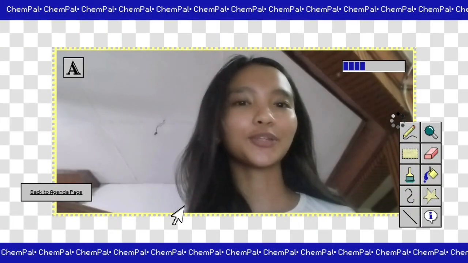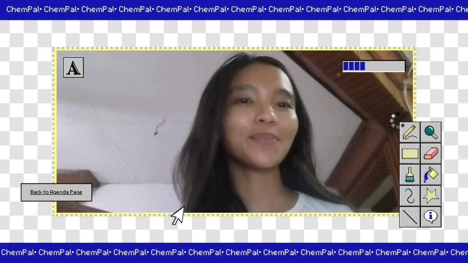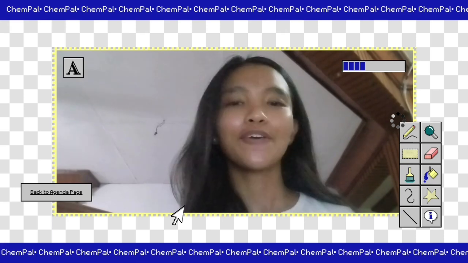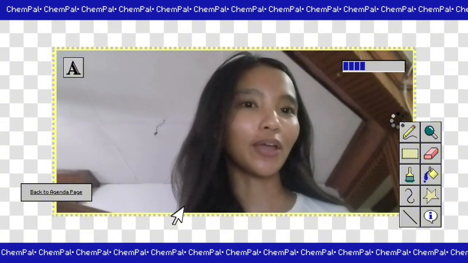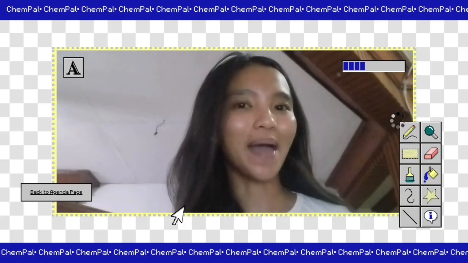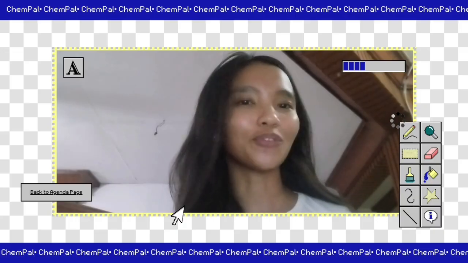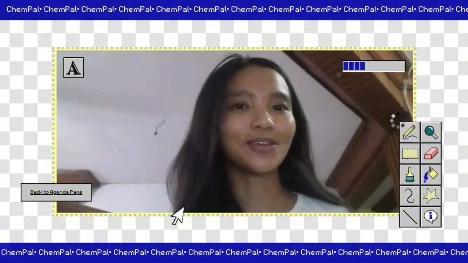ChemPal isn't just a program, it's your lab partner. It is designed to make chemistry easier, faster, and less stressful. Whether you're studying for a test or doing real experiments, it's got your back. We created this for students, by students, practical and easy to use. Thank you for listening. This is ChemPal, your chemistry companion.